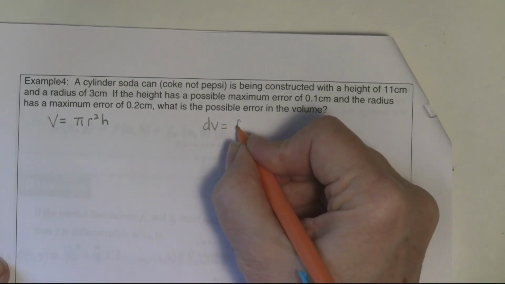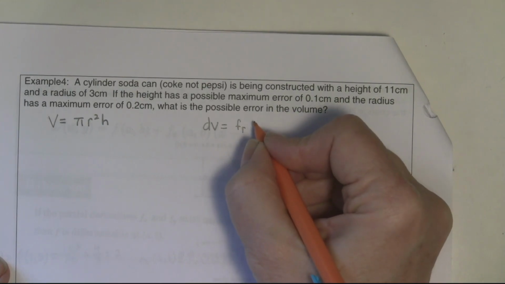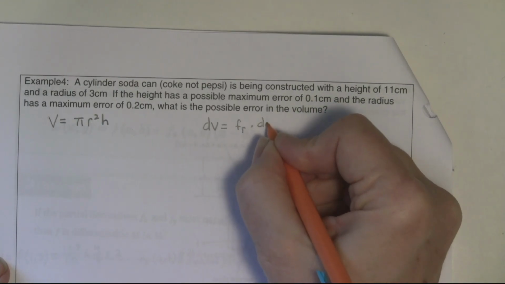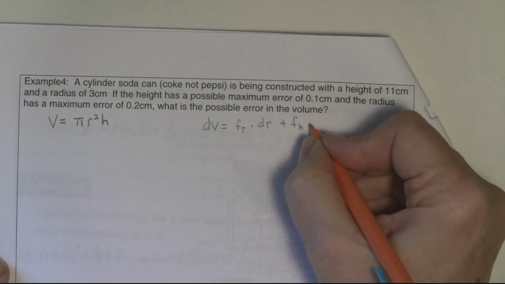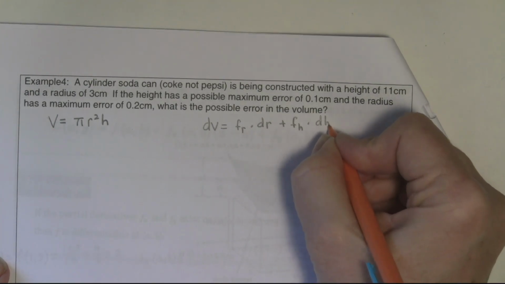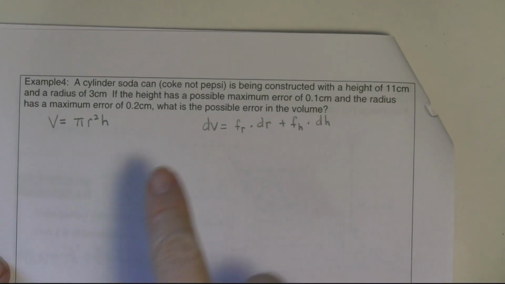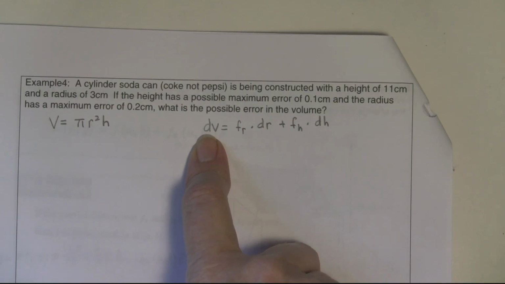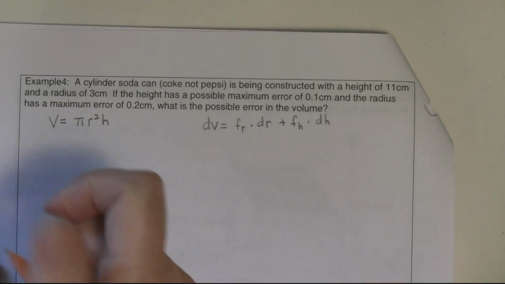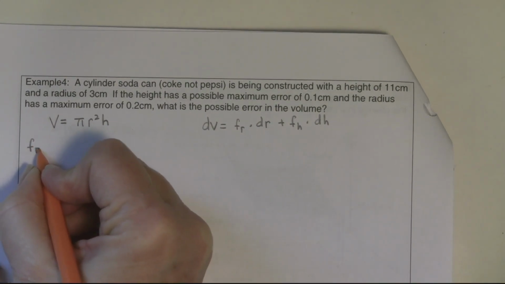It would be the partial with respect to r times dr, right? Plus the partial with respect to h times dh. That's what I'm wanting to come up with, because I'm wanting to find the little bit of error in the change in the volume, right? What is the possible error in the volume? So what is the change in the volume from what we wanted it to be to what it is? And so let's find this first.